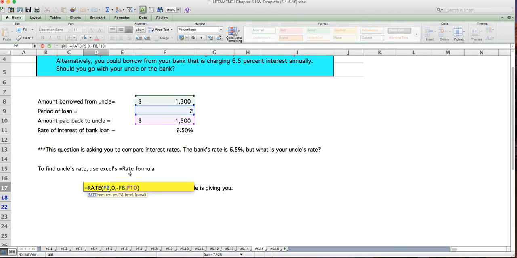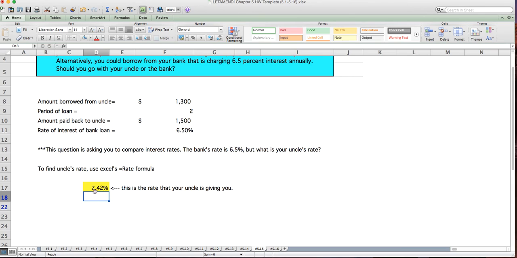Present value is negative 1,300, right? Because although it's borrowed from your uncle and it's a plus for you, you owe that back to your uncle. So we're doing that as a negative, comma. Future value. Okay, and then when we do that, we press enter.